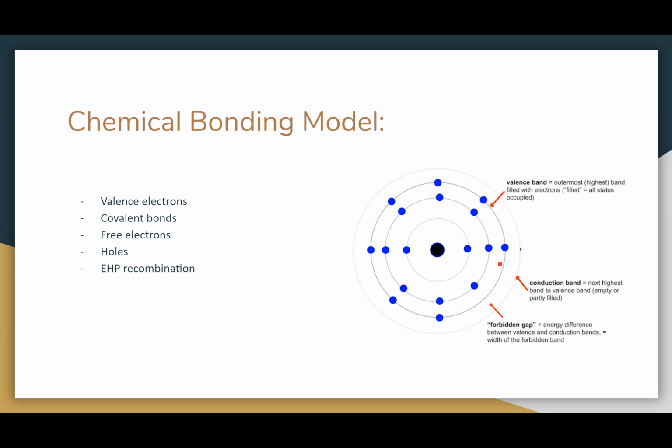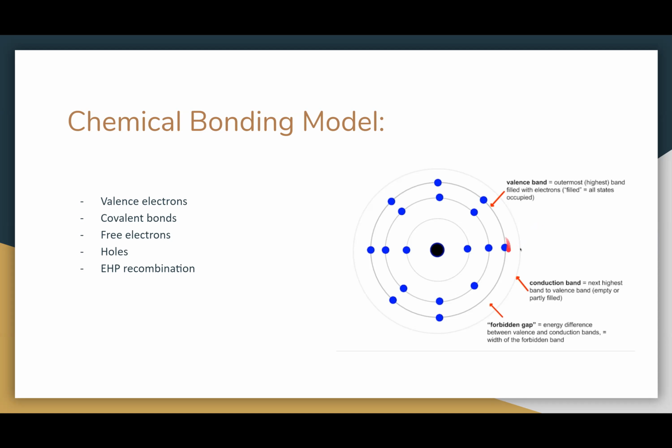So when an electron breaks from a covalent bond, becoming a free electron, an electron hole pair is generated. And then when a free electron falls into a hole, that's called electron hole pair recombination. The generation and recombination of electron hole pairs can be caused by thermal energy, and the reason is that thermal energy will lead to an increase of kinetic energy in the valence electrons.